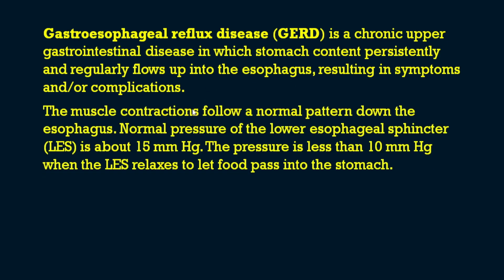The muscle contractions follow a normal pattern down the esophagus. So what happens normally is that a muscle contraction follows a normal pattern down the esophagus, and there is a normal pressure of the lower esophageal sphincter of about 15 millimeter mercury. The pressure falls to less than 10 millimeter mercury when the LES relaxes to let the food pass into the stomach.